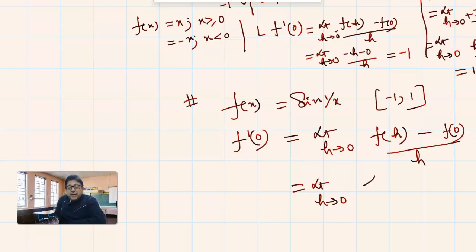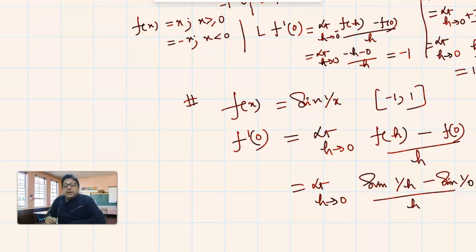This is going to be (sine 1 by h minus f0) divided by h. What is the value of f0? That is also not stated. f0 is going to be sine 1 by 0. It will make the function oscillatory. Sine 1 by 0 does not have a fixed value there, so it will oscillate between minus 1 and plus 1.